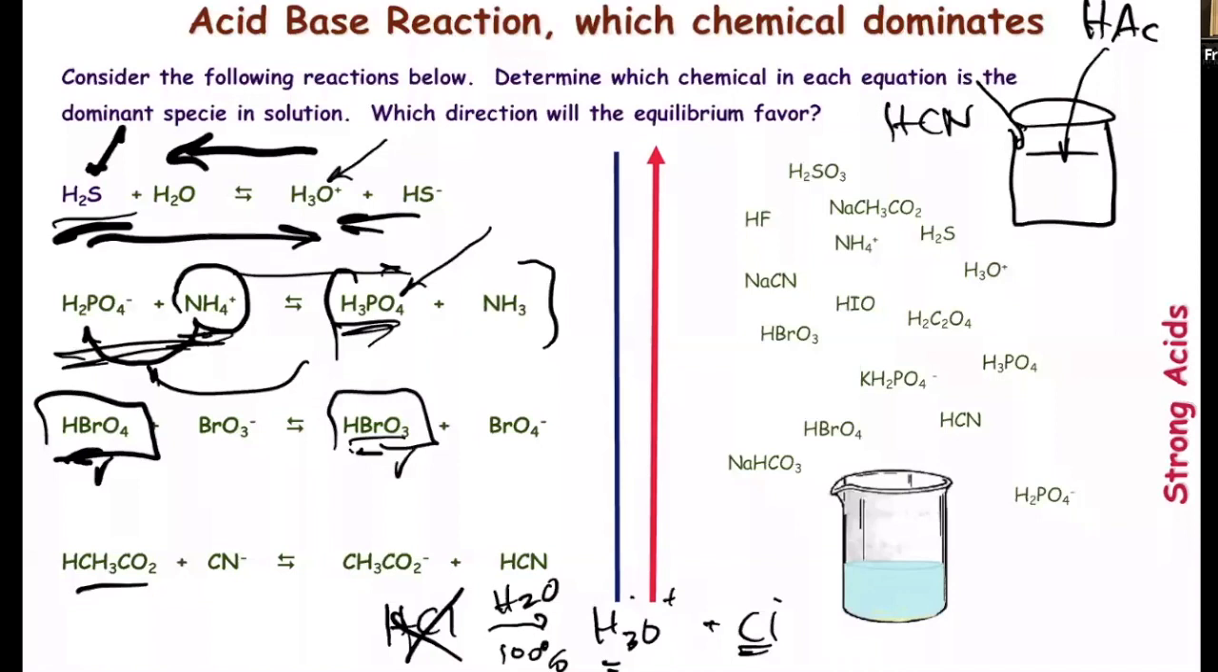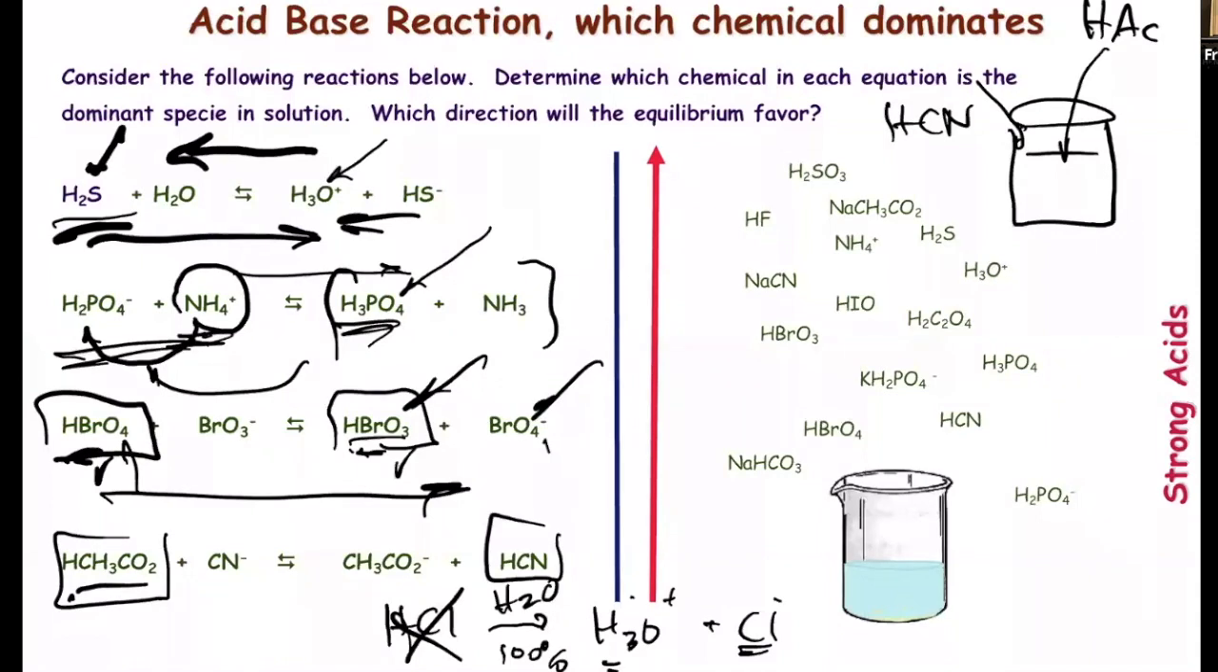So the reaction here, because this is the stronger acid, is going to move in the forward direction. The dominant species are these guys. These are the chemicals that are going to be forming, because the strong acid is going to dictate that it gives up its hydrogen. When it gives up the hydrogen, these are the chemicals that are formed. Those are the dominant chemicals in solution. And then finally, we have this last reaction right here. We're comparing this acid to this acid. The dominant acid, again, will dictate the flow of the reaction.